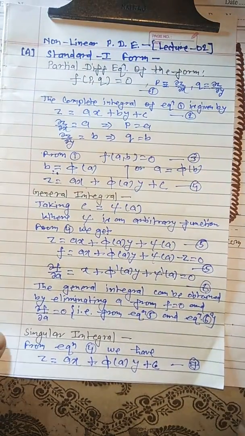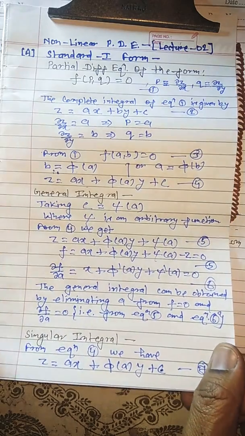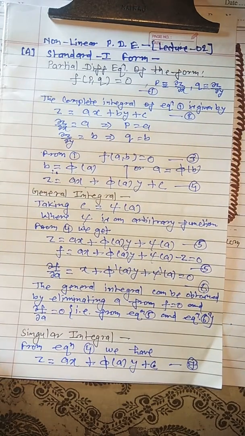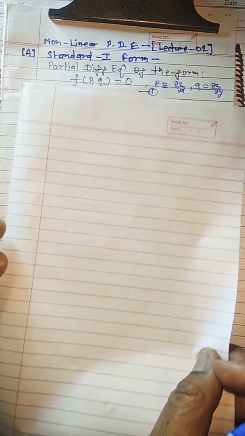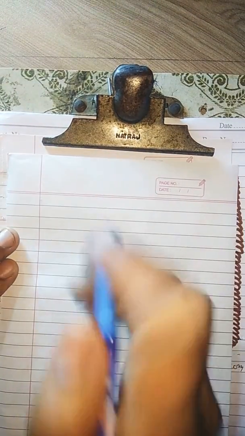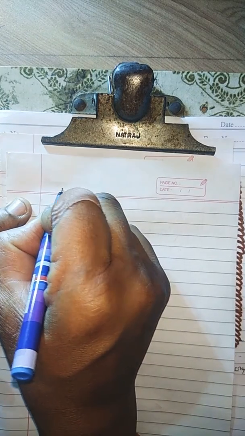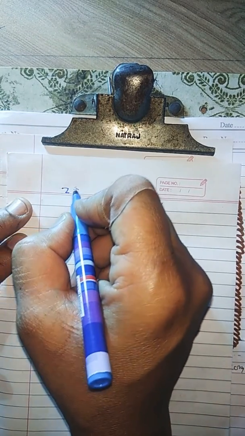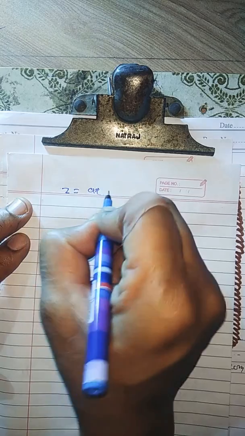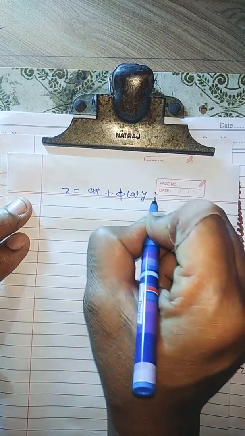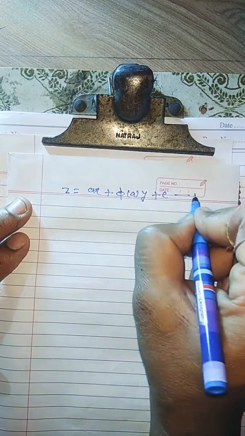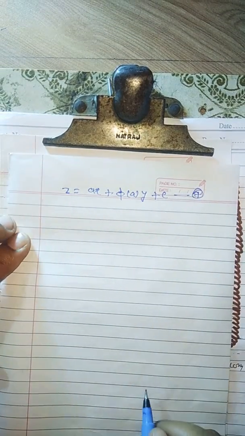Next we have to differentiate 7 partially with respect to a and with respect to c. What is equation number 7? We have z = ax + phi(a)y + c. This is equation number 7.